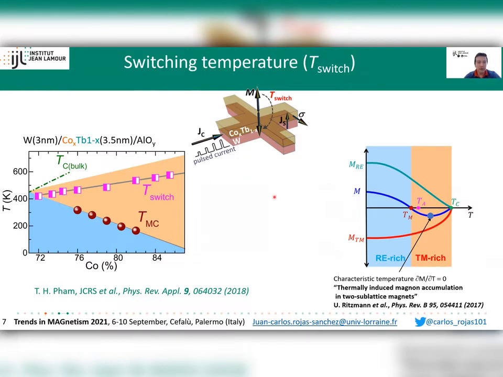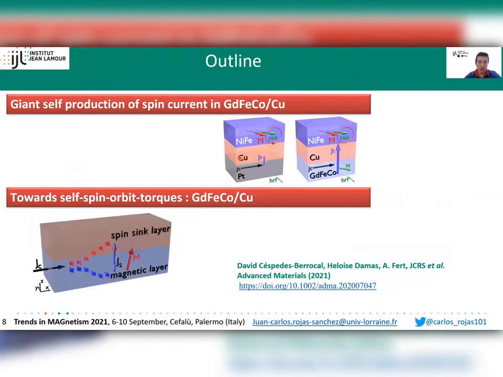So that was just an example where we show the spin-orbit torque by an external spin Hall effect, in this case tungsten, to switch the perpendicular magnetization of cobalt terbium. Now I come to the main part of my talk, where I want to show you the giant self-torque production in this gallium iron cobalt copper system.